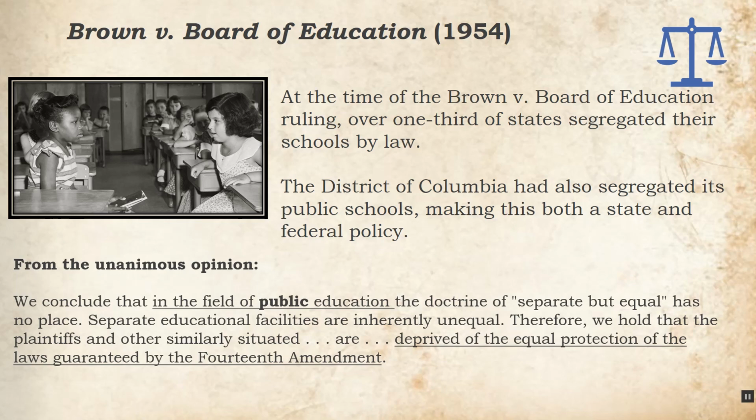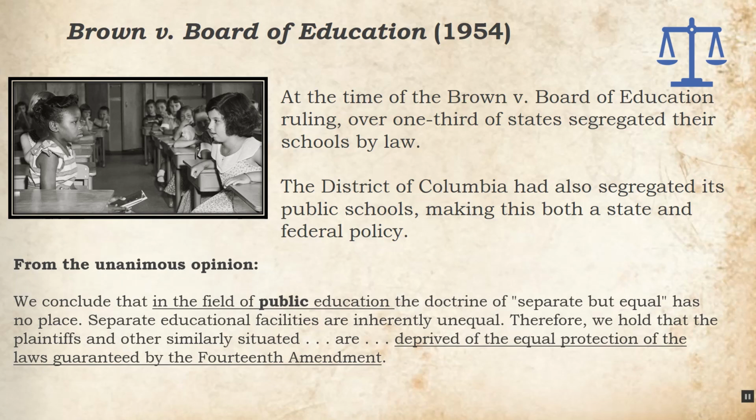But in this case, the Supreme Court decided to partially overturn its ruling in Plessy versus Ferguson. From the unanimous opinion, we get this quote. The court concludes, that in the field of public education, the doctrine of separate but equal has no place. Separate educational facilities are inherently unequal.